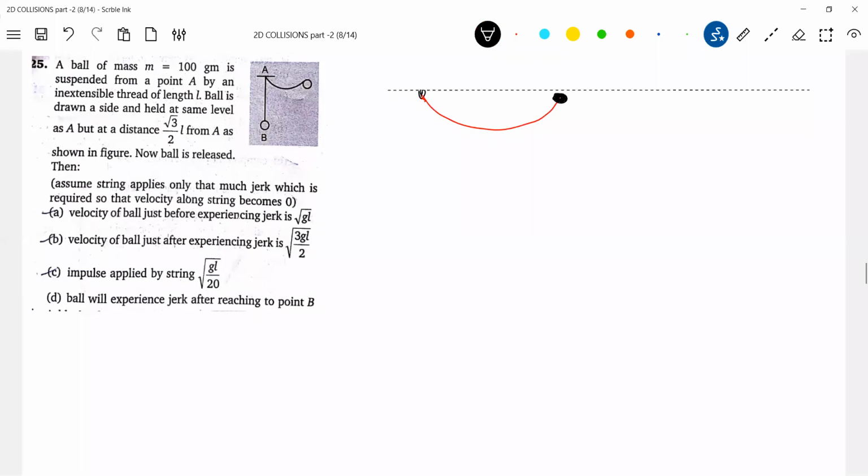It is released from rest. The length of the string is L, but the distance of the bob is given as root 3 L by 2, which is definitely less than L. If the string were straight, the bob would have been somewhere here. Now I'll release it, so how long will it fall freely?